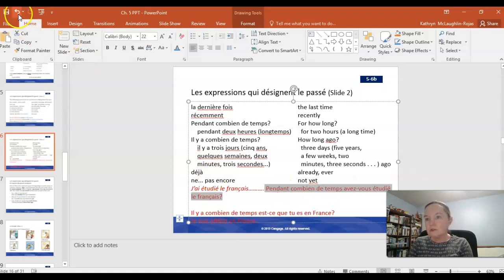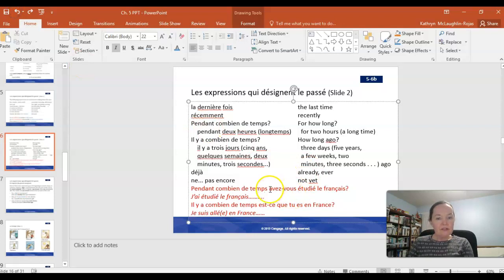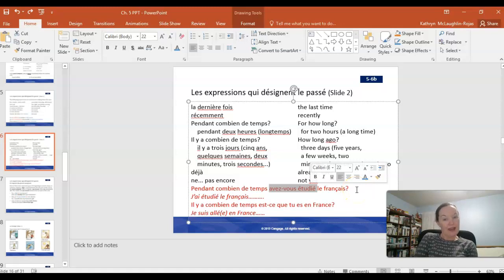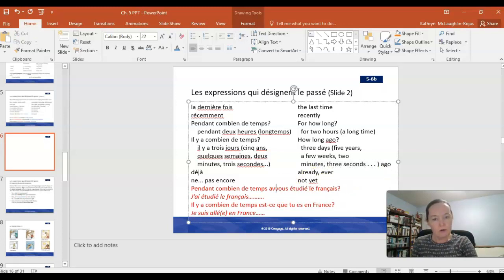Notice that étudier is not one of the verbs that is conjugated with être in passé composé. We use avoir in this case. So you see that I have conjugated it using avoir. So avez-vous étudié? And I'm using the inverted form to ask a question. I could flip it around and it would still be fine too. I could say, pendant combien de temps vous avez étudié le français? And the intonation of my voice would also indicate a question.